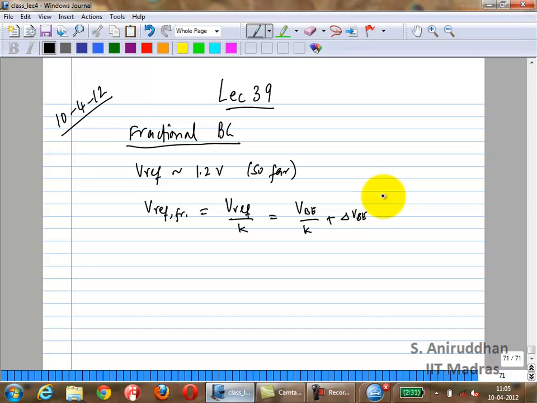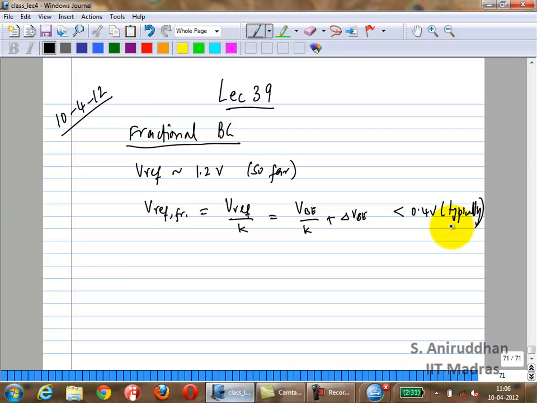So far we were taking VBE and adding some multiple of delta VBE, which is of course PTAT. Now what we are going to do is divide: we can scale down VBE instead of scaling up delta VBE. And this one can be less than 0.4 volts. So this is fairly straightforward, if we can do something like this.